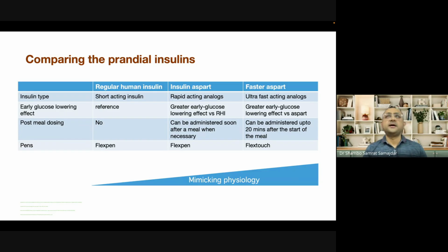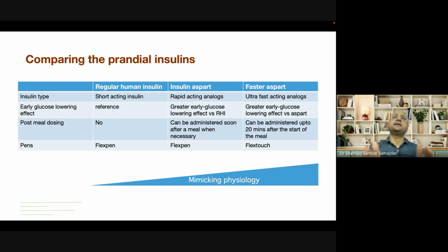And there the evidence tells us that post meal dosing is also possible with faster aspart. Yes, it was there with glulisine too, but now faster aspart also we can administer up to 20 minutes after the start of the meal. Why is it important? Because many of our CKD patients, many of our hospitalized patients, will have vomiting and nausea. So pre-meal insulin is already given, the patient is not taking a proper meal, or vomits immediately after the meal. What will happen? There will be hypoglycemia.